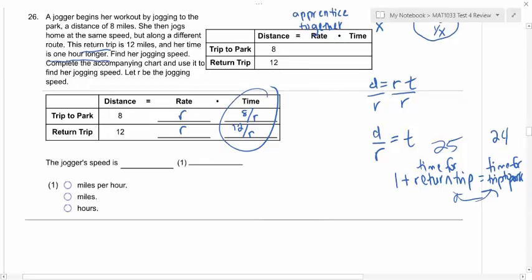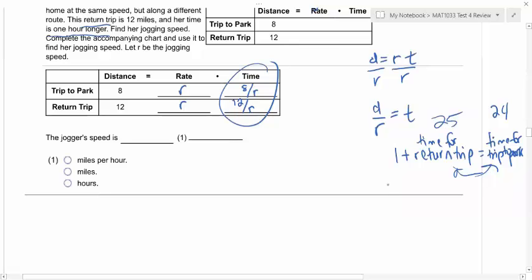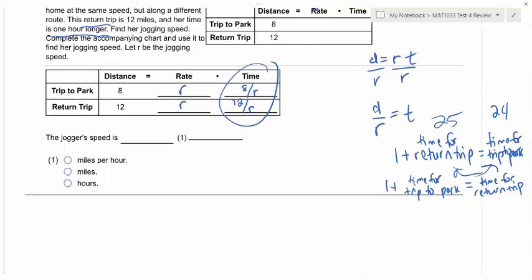So it's actually the other way around, right? The key thing here is if it's 1 hour longer, it means that you have to add 1 hour to the other time to equal its time. So 1 plus time for trip to park is going to equal the time for the return trip. Because if you pretend that it takes 24 hours to get to the park, which obviously is ridiculous, then if you add 1, we'll pretend it's minutes or something, it would equal 25. It would actually work.